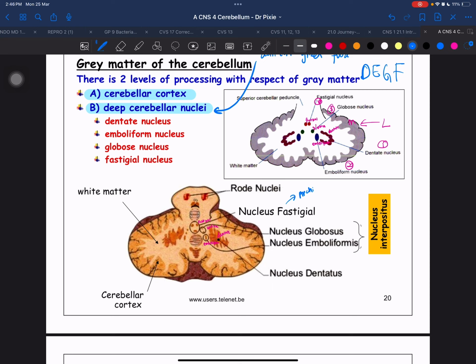4 nuclei. And the mnemonic is: don't eat greasy food. Can you remember that? From outside to inside: don't eat greasy food. D dentate, E emboliform, G for globus, F for fastigial. Outside to inside. These two combine to become nucleus interpositus.